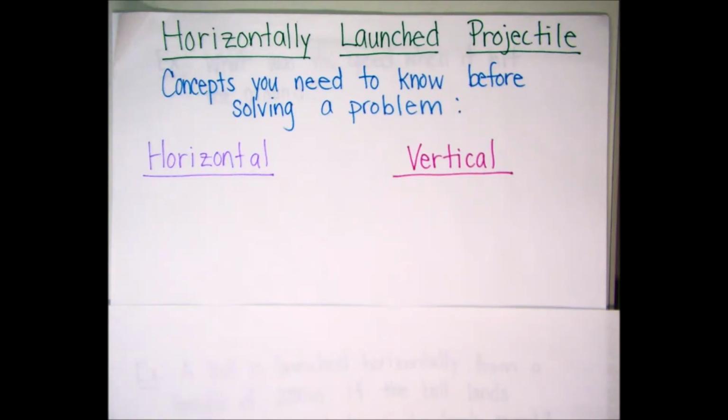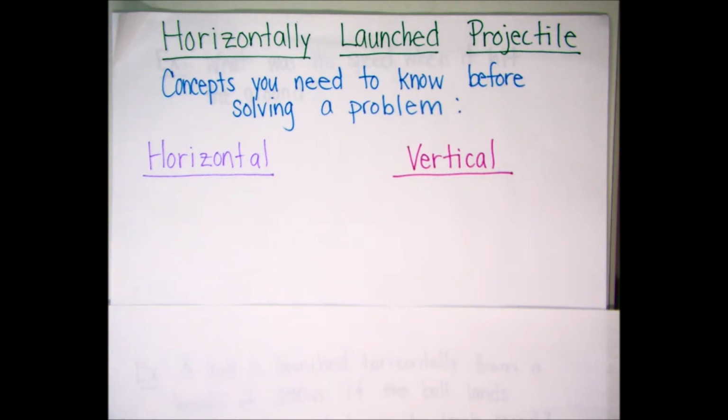So, let's talk about a horizontally launched projectile. I want you to know a few things before you start actually trying to solve a problem that will hopefully help you when you are sitting down to read and analyze what the problem is telling you. The first thing you need to remember is that we're going to look at the horizontal components separately from the vertical components. Remember, horizontal goes left to right and vertical goes up and down.